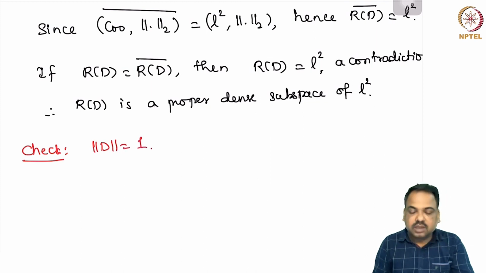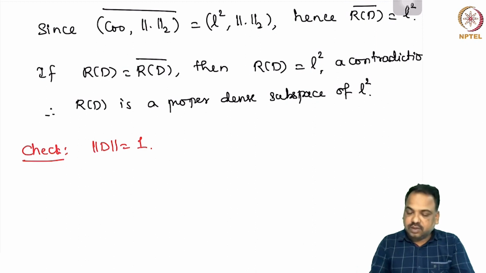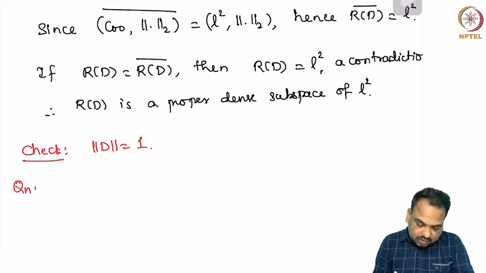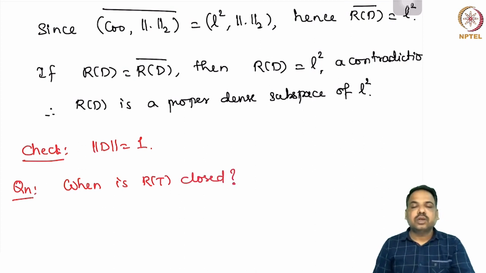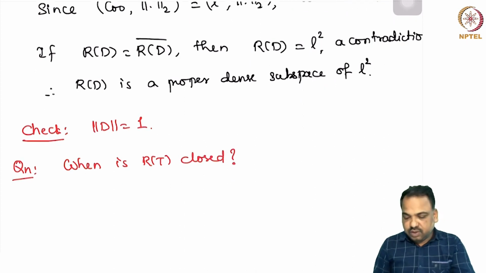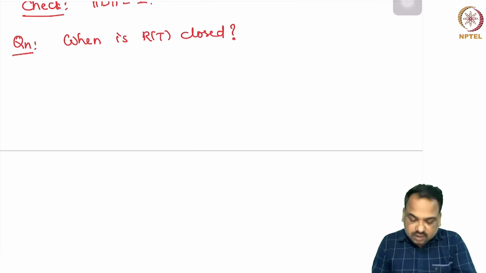Norm of T is exactly 1. Okay. Now immediately we can ask the question: under what conditions is the range of an operator closed? Question: when is the range of T closed for a bounded operator T? So before discussing this result, we need to discuss a few more results.